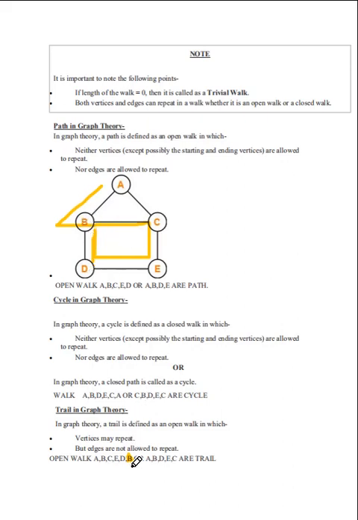If I go to B, then it becomes closed. That's why I erase this. Now let's say another one. A, B, D, E, C, E. This is one of the open walks, which is a trail.